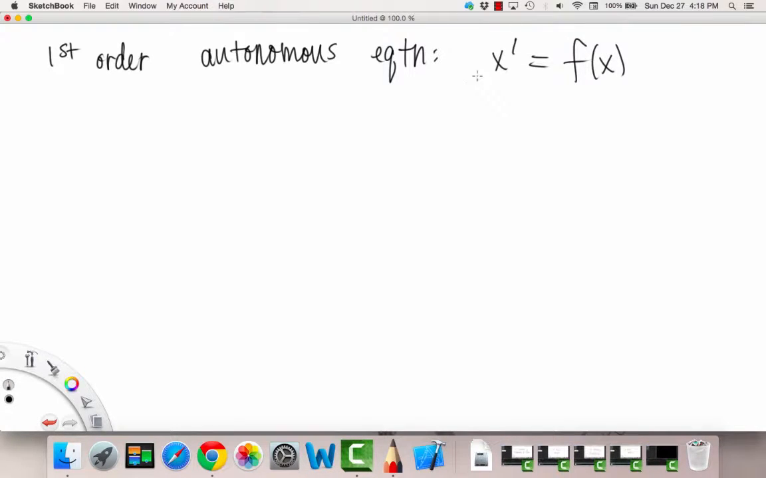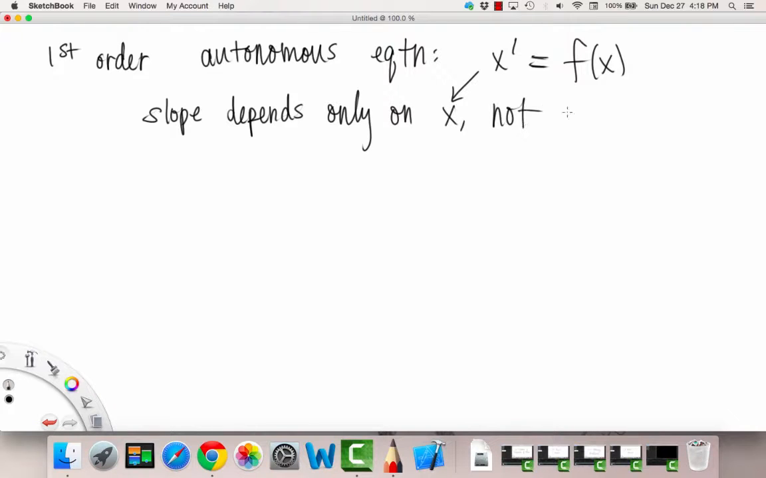So in this case, our x prime, our first derivative, doesn't depend on t, because we don't see any t's here, right? It's not f of t comma x, it's just f of x, that's all. So that means that the slope, which is given by the first derivative, at any point depends only on x, not t at all. Okay? Which gives us a graph something like this.